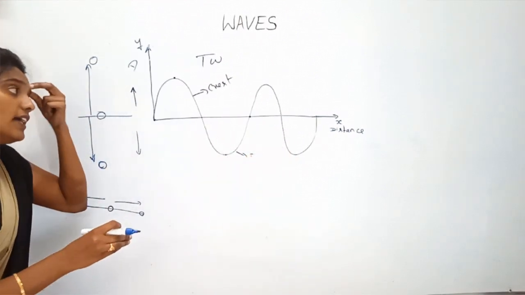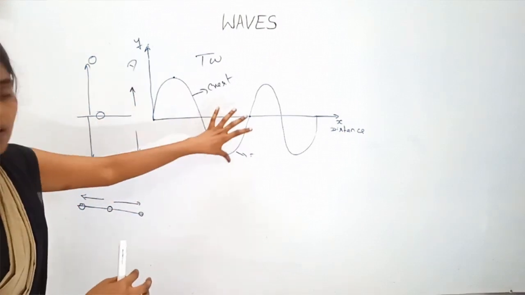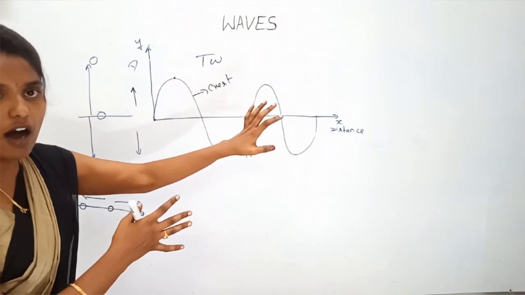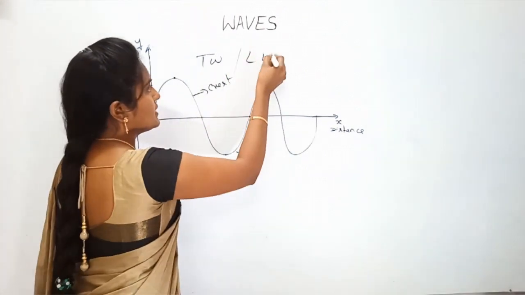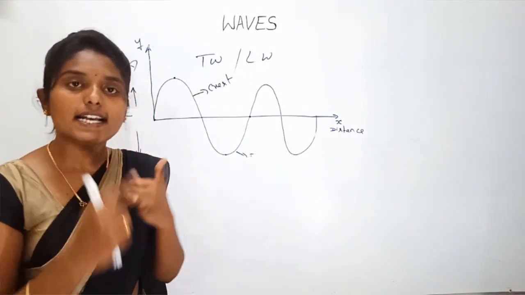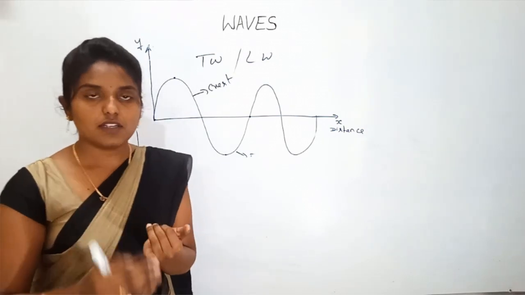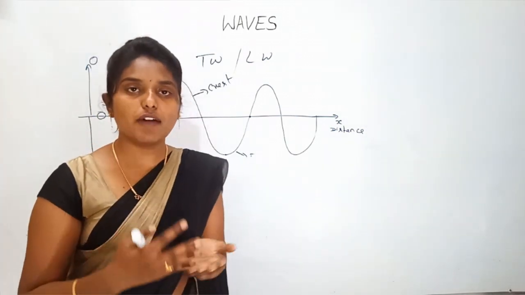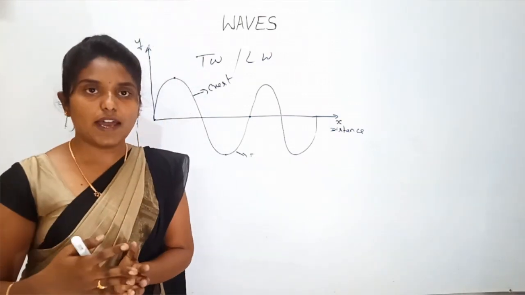So this is the graphical representation of the transverse wave, and I will write that this is also for longitudinal waves. For both it is the same. Now let's see the terminology of the waves. What is the terminology of the waves? Why do we need to understand the terminology of the waves?